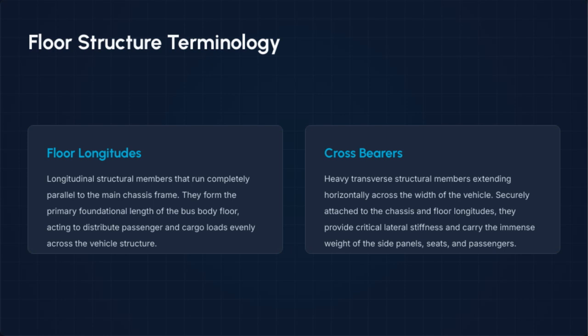Together, these components create a robust and reliable foundation for the bus, supporting everything from the chassis to the interior fixtures. By understanding these elements, we see how each part contributes to a strong, safe, and durable vehicle structure, which is fundamental for both performance and passenger safety.